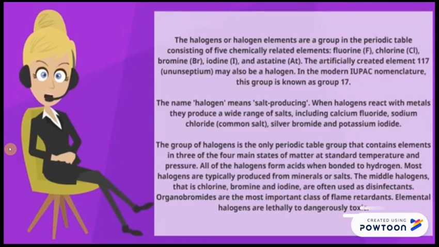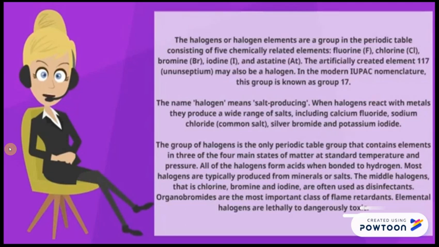The name halogen means salt producing. When halogens react with metals, they produce a wide range of salts, including calcium fluoride, sodium chloride, common salt, silver bromide, and potassium iodide. The group of halogens is the only periodic table group that contains elements in three of the four main states of matter at standard temperature and pressure.